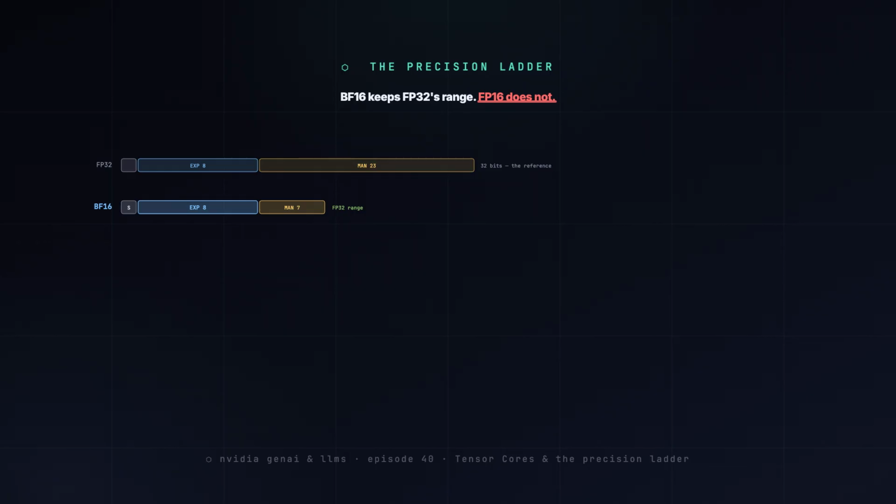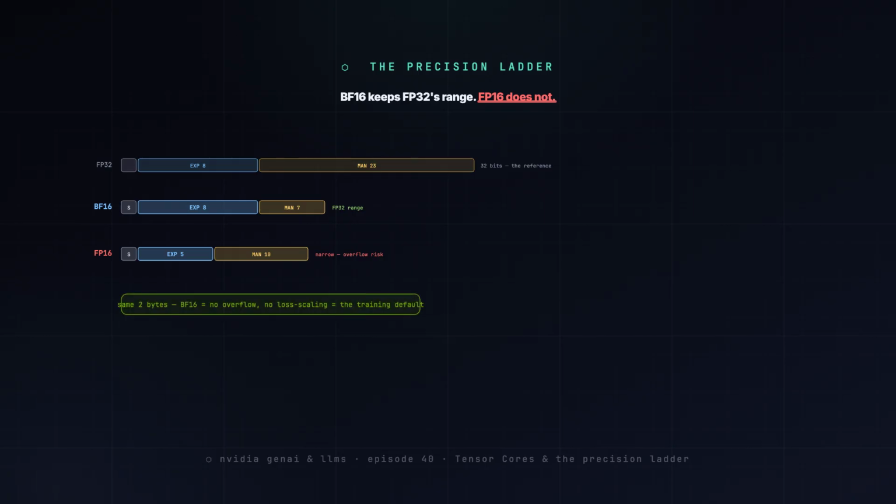The most important rung to understand is the two 16-bit formats. FP16 spends its bits on precision but has a narrow range, so big activations overflow. BF16 keeps the full 8-bit exponent, same range as FP32, and just gives up some precision. That is why modern training is BF16, no overflow, no fiddly loss scaling.